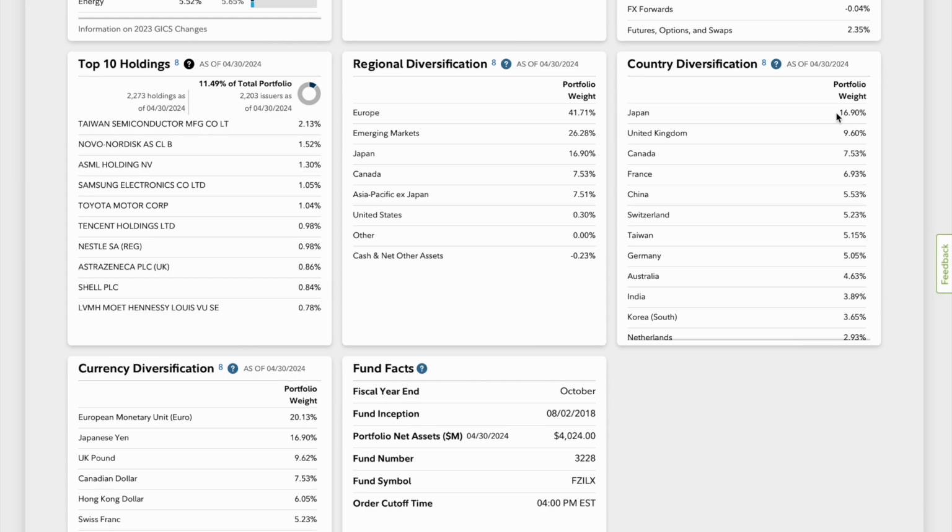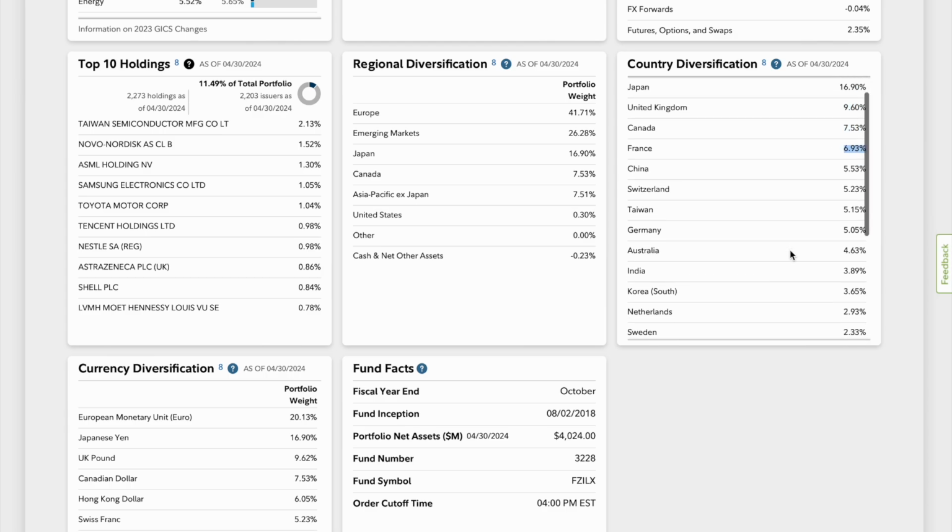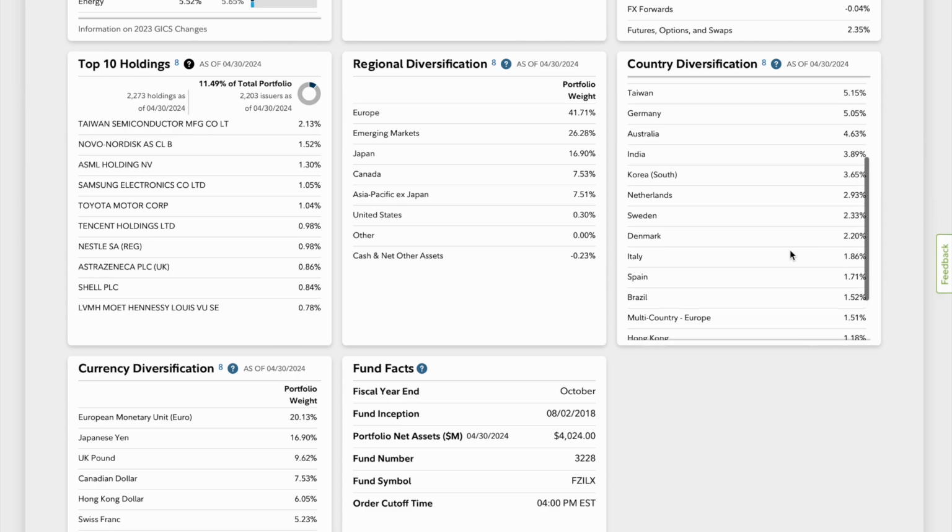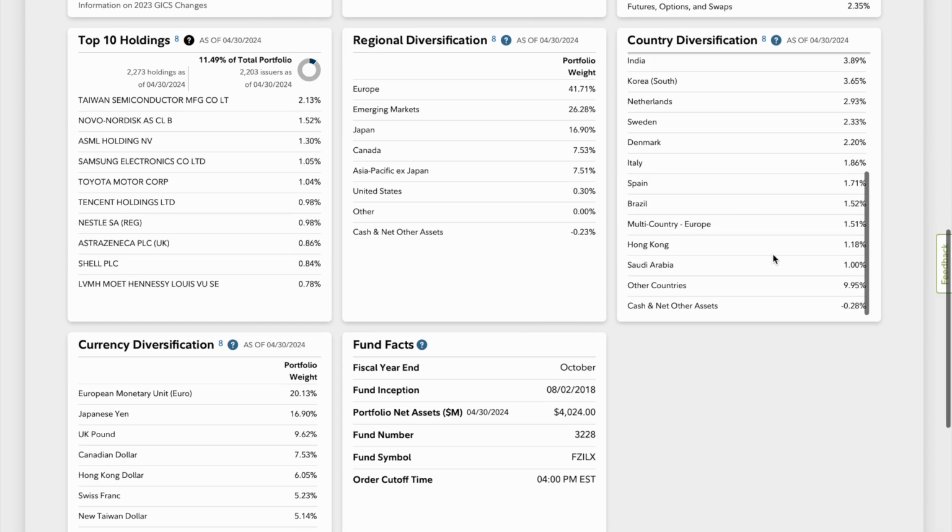So this FZILX is more heavily weighted in Japan at 16.9%, whereas United Kingdom's 9.6%, Canada 7%, France. So you're getting your money spread out all over the world, which is pretty nice to see. But it's pretty low in Saudi Arabia, Hong Kong, Europe, Brazil, and Spain.